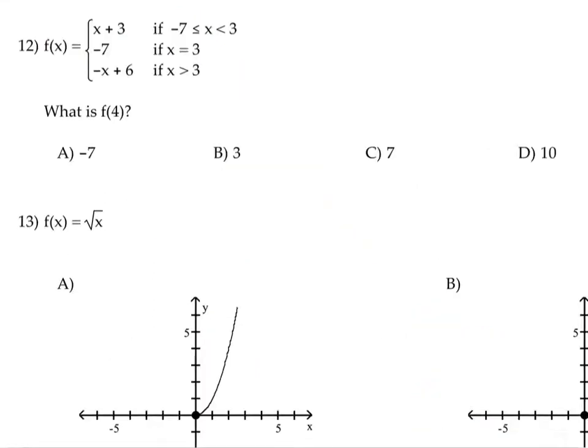All right. Number 12. What is f of 4? Try that one. It should be an E, none of these. It's just not on the screen. And why am I saying that? Because it is none of these. It's not any of those answers.